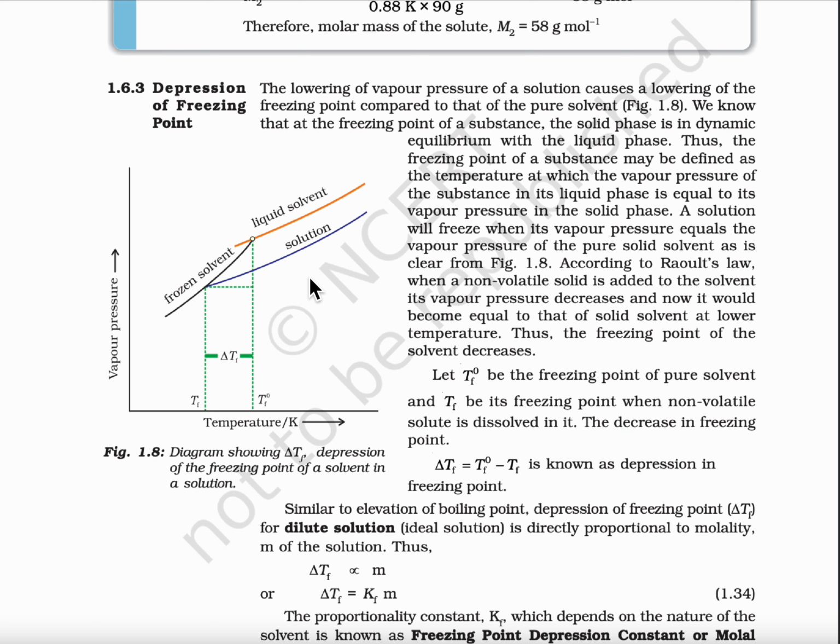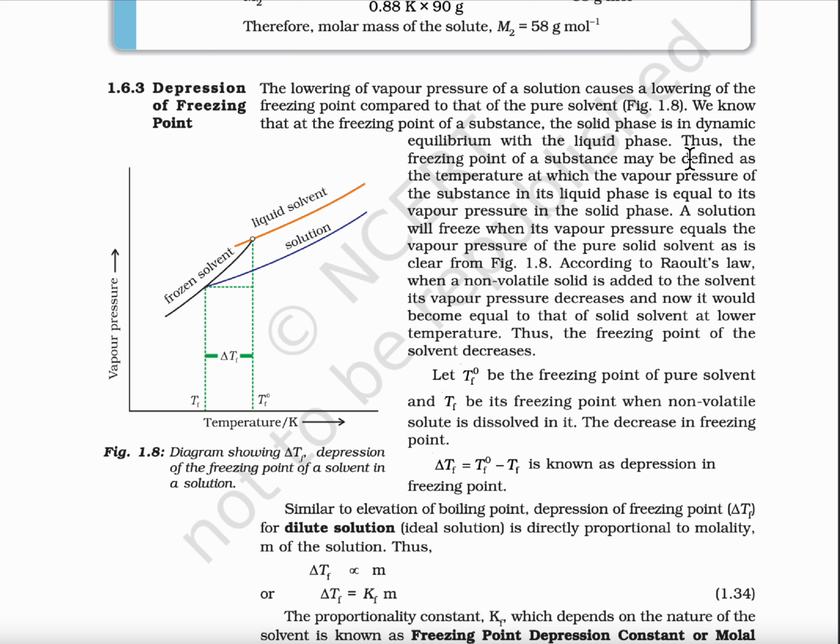We know that at the freezing point of a substance, the solid phase is in dynamic equilibrium with the liquid phase. What is the freezing point? Thus, the freezing point of a substance may be defined as a temperature at which the vapor pressure of the substance in its liquid phase is equal to its vapor pressure in the solid phase.